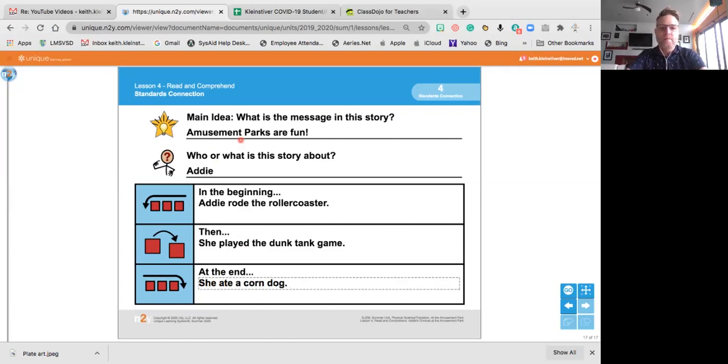So, main idea, amusement parks are fun. Who's it about? Addie. What did she do at the beginning? She rode a roller coaster. Then she played the dunk tank game, and then she ate a corn dog. All right, we just retold the story.